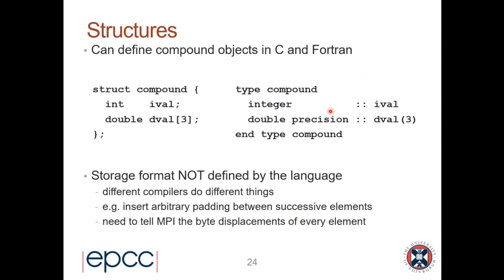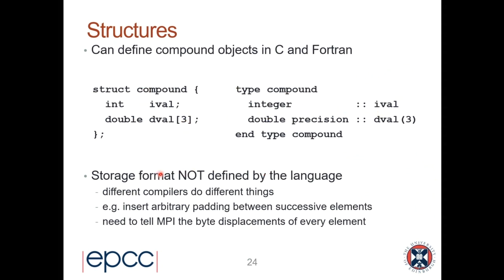So the other thing you might do is the structure. So C and Fortran have almost equivalent syntax for defining compound objects. C calls them structures. Fortran calls them derived types. I have an int value followed by 3 double precisions. This could be a particle. This would be an identifier. Is it an oxygen molecule or a hydrogen molecule? And this might be its position in space, X, Y, Z.